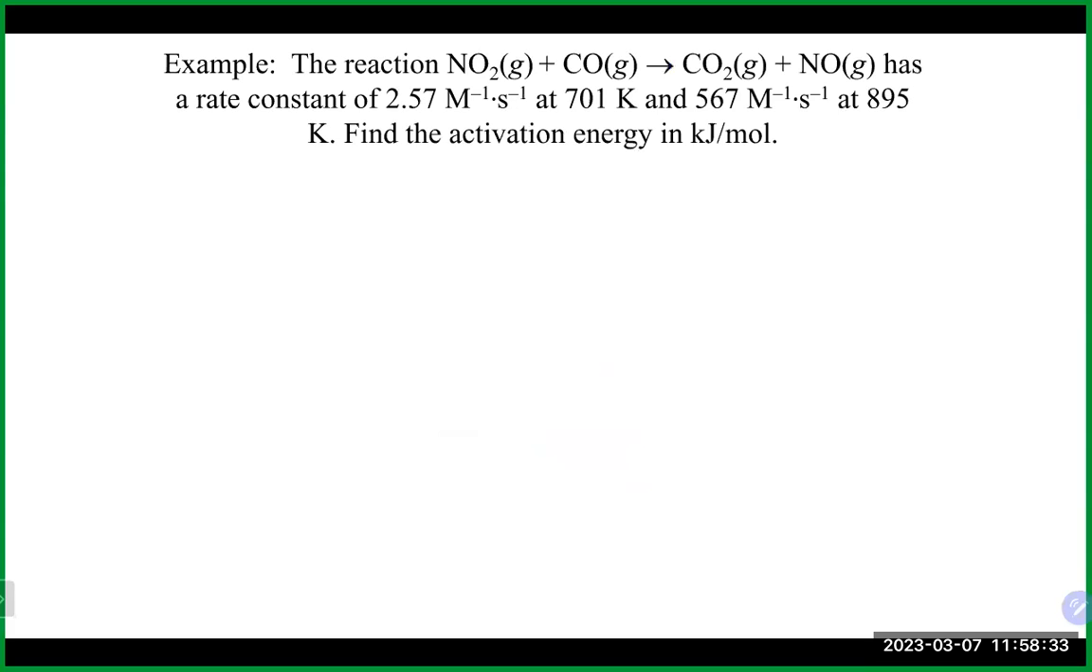So why don't we try that? A reaction has a rate constant of 2.57 at 701 Kelvin and 567 at 895 Kelvin. Find the activation energy in kilojoules per mole.